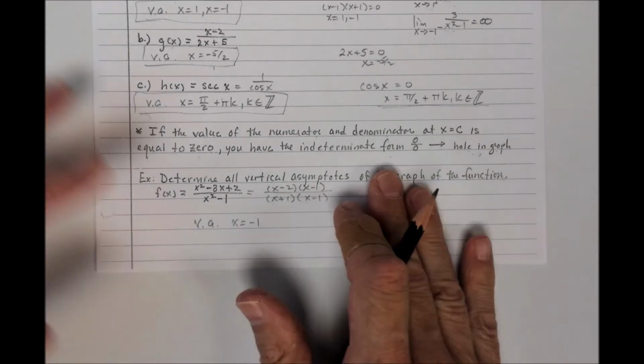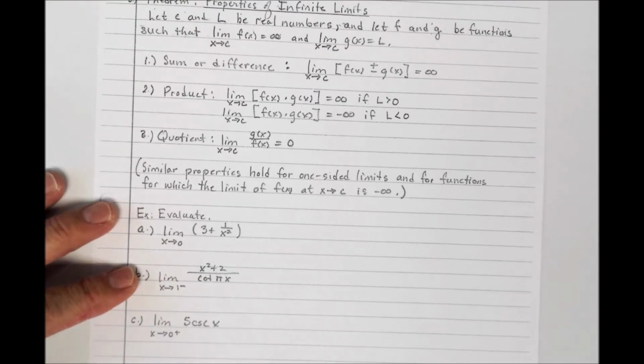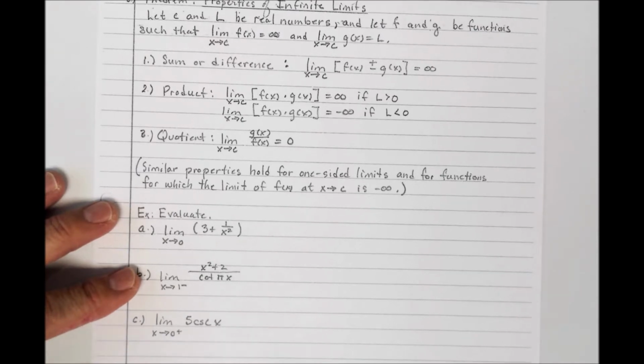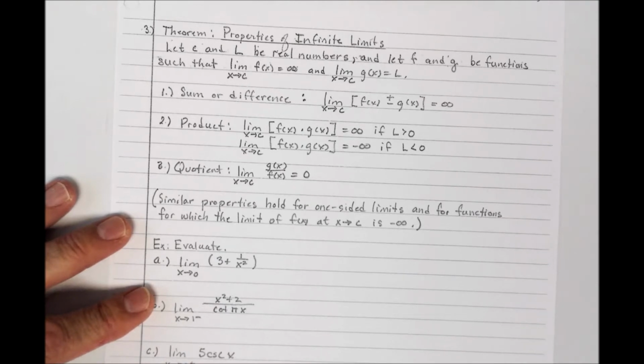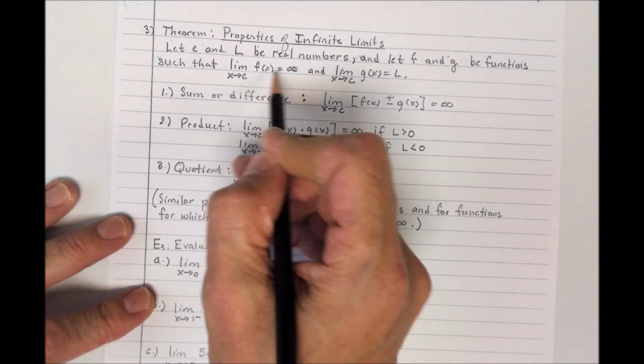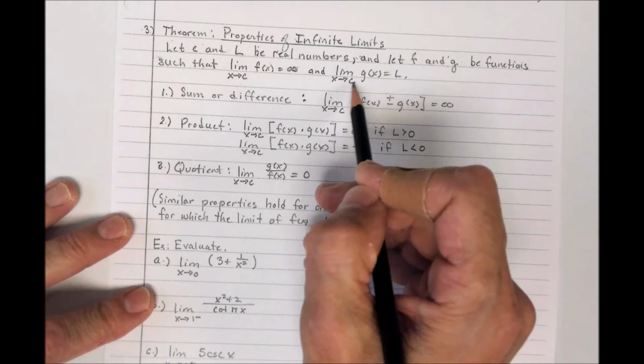All right, let's look over here at some properties of infinite limits. It says let c and l be real numbers, and let the functions f and g be functions such that the limit as x approaches c of f of x equals infinity, and the limit as x approaches c of g of x is equal to l.